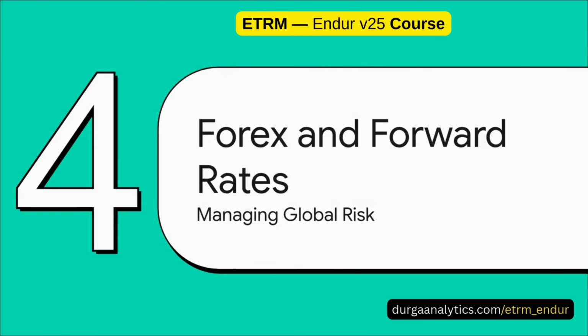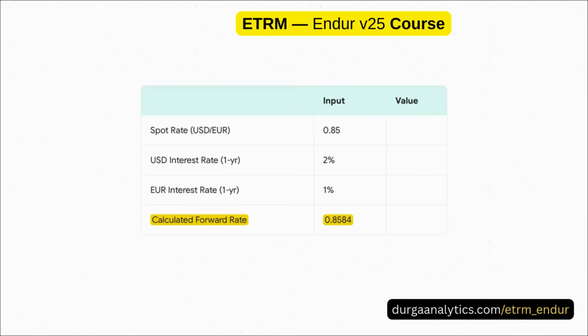Let's zoom in on one of the most critical applications, something that affects any company that operates internationally. Let's talk about foreign exchange. The logic here is pretty similar, but the key driver is the difference in interest rates between two countries. In this example, you've got the US interest rate at 2% and the Eurozone rate at 1%. The formula tells us the one-year forward rate for the USD/EUR pair should be about 0.8584. Why? Because the US interest rate is higher, the forward value of the dollar gets a little bit of a push-up relative to the euro, and the math reflects that.